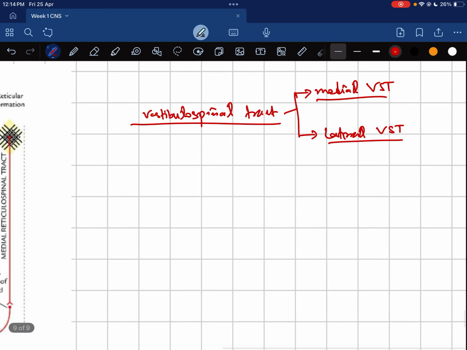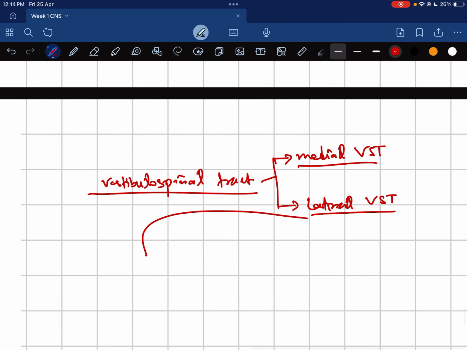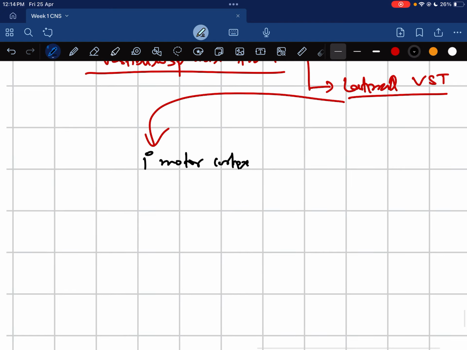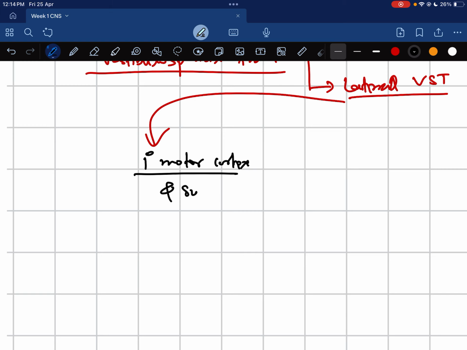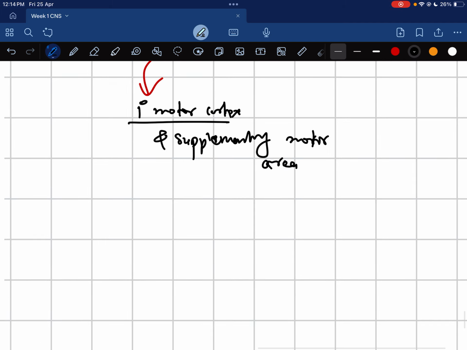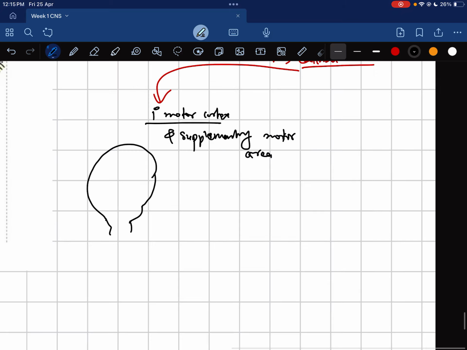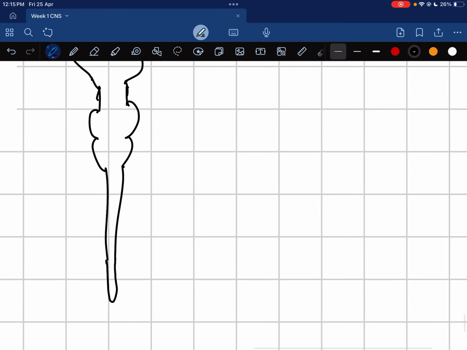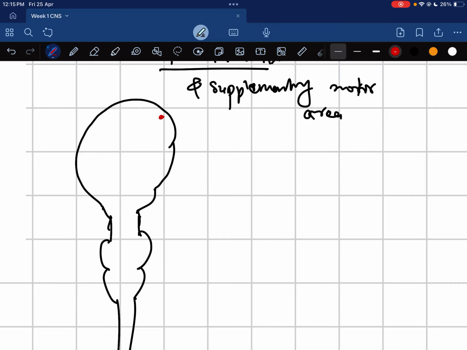Regarding the site of origin, when we look for the lateral site of origin, it originates from the primary motor cortex and supplementary motor area, like this is midbrain, cerebrum, midbrain, pons, medulla, and this is spinal cord. So it originates from the primary motor cortex.